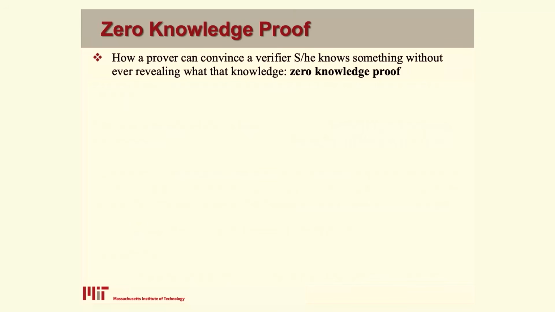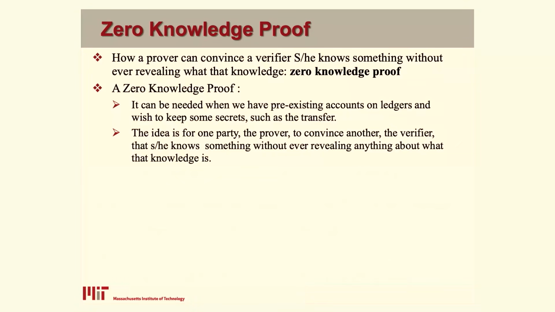Okay, finally, zero-knowledge proofs is another concept. How can a prover convince a verifier that she or he knows something without ever revealing what that knowledge actually is? And that could be needed when we have pre-existing accounts on ledgers and wish to keep some secrets, like transfers among the ledgers. I'll come back to that in the last slide.